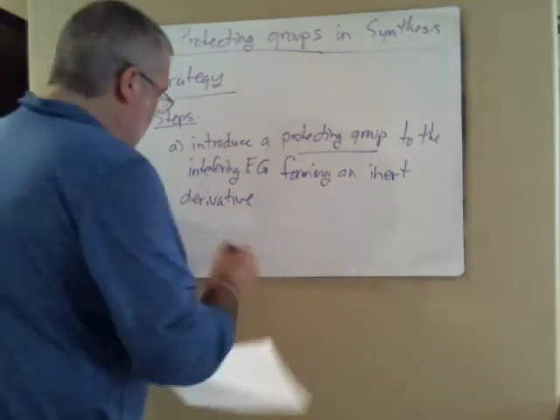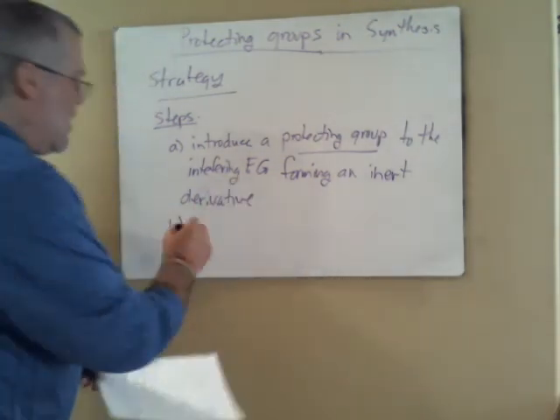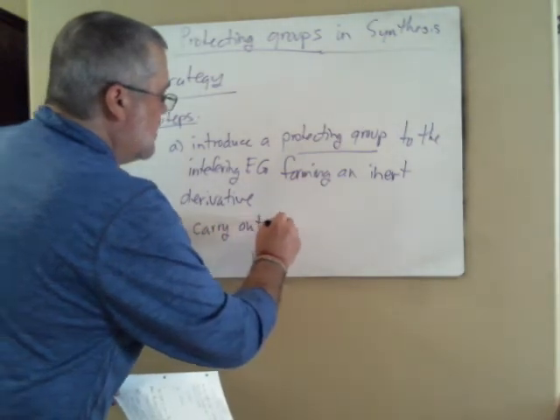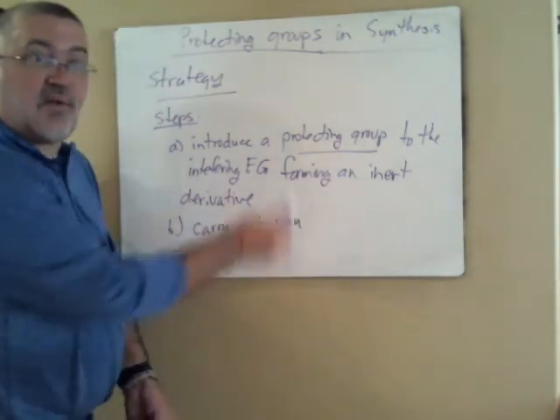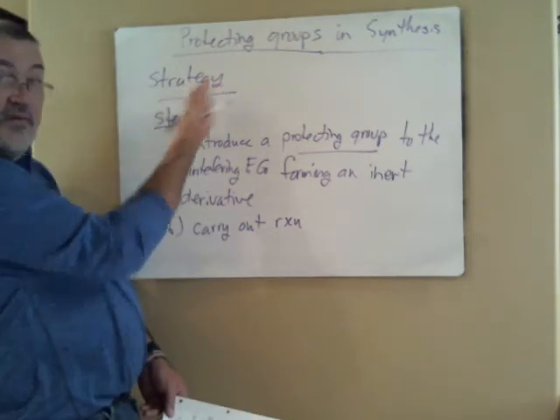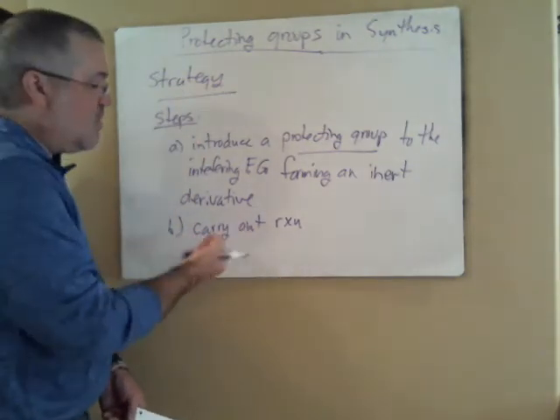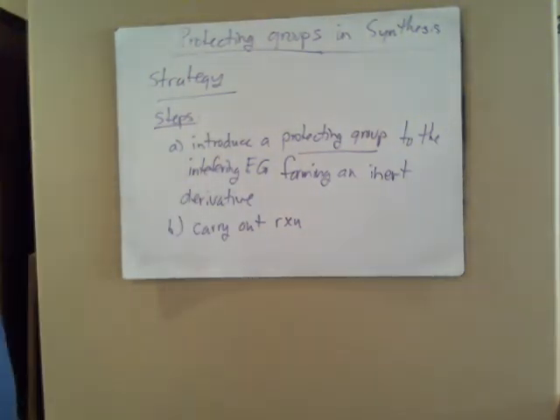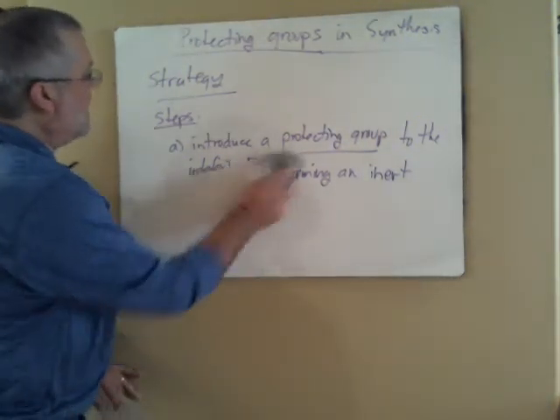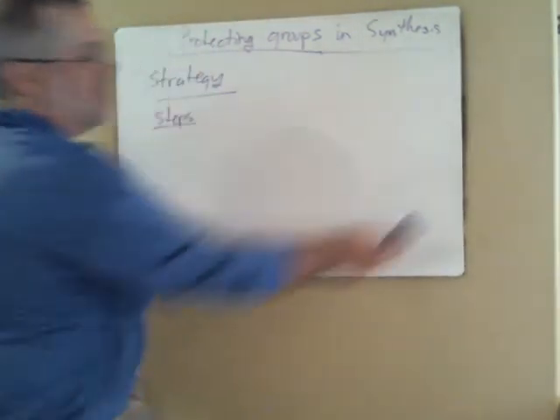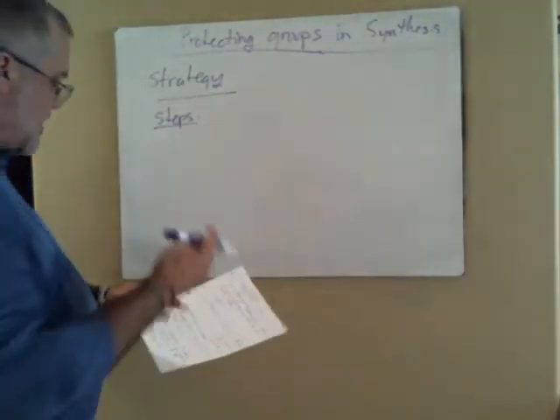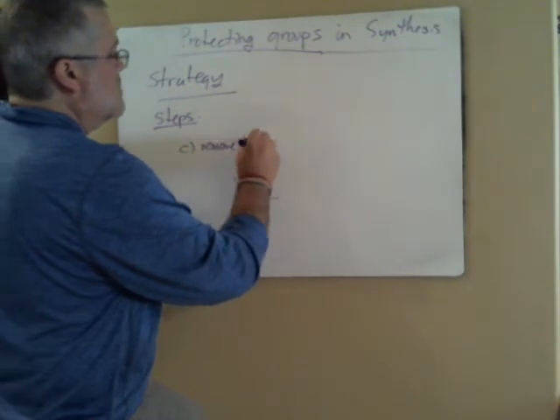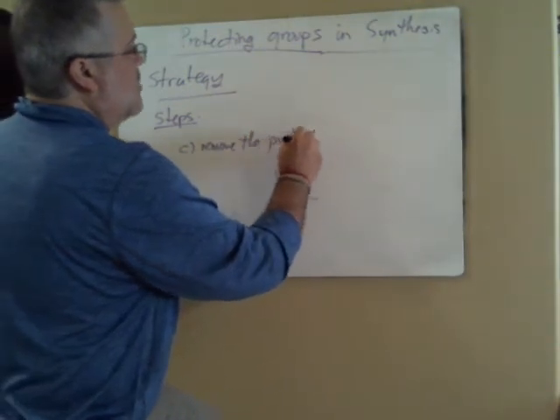Okay? And then once you have that on there, of course, then you carry out your reaction, whatever that reaction is, on the rest of the molecule. In the example we're looking at, it's a Grignard, but whatever the reaction is, you want to be able to carry that out. Okay? And then once you've carried out the desired reaction, the last step would be to be able to remove the protecting group.